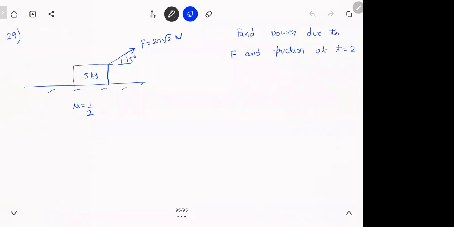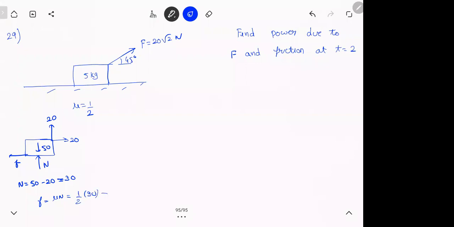First thing, people, free body diagram. This is F cos 45, F sin 45. Normal reaction, your own weight, friction. Remember, N is not mg here. The N will be how much? 50 minus 20, 30. So what is friction? Mu into N. That's half into 30, 15 newtons.